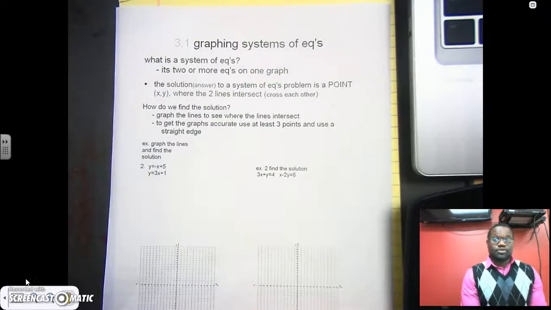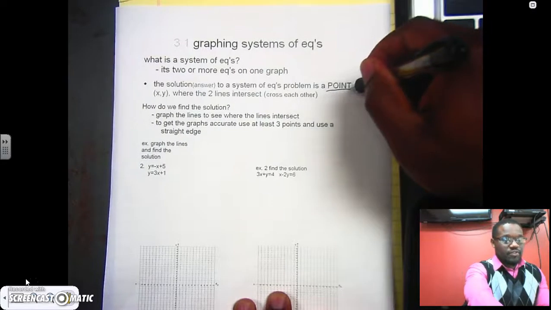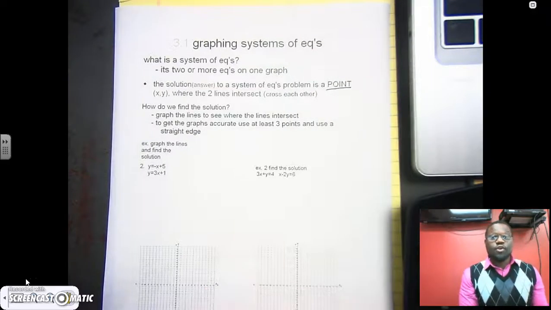Now, something that we need to keep in mind is that our solution, our answer, is a point. And so we need to continue to remember that we're looking for a point if we can find it, or a reason why there is no point as an answer. So you're not finished until you have a point or a reason that there isn't a point. And I'll show you that here in a second.